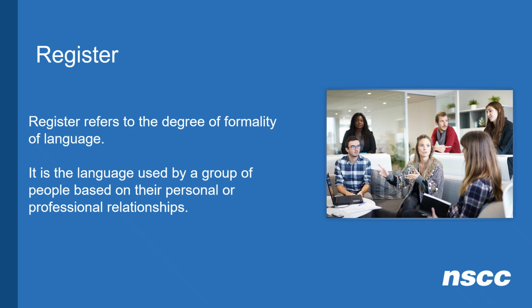Register refers to the degree of formality of language. It is the language used by a group of people based on their personal or professional relationships. We don't use the same language for every situation or for every individual we communicate with. Sometimes our language is very formal or professional sounding, and sometimes it is more informal or relaxed.